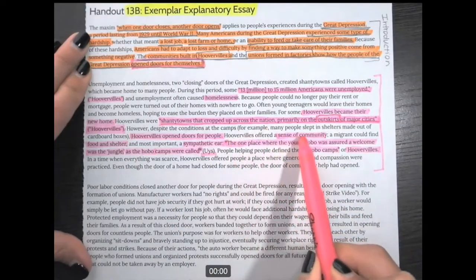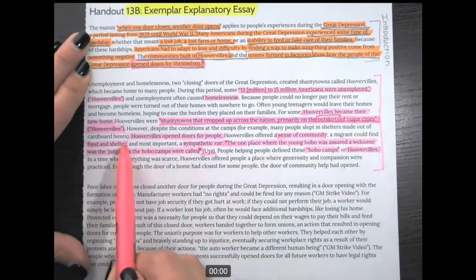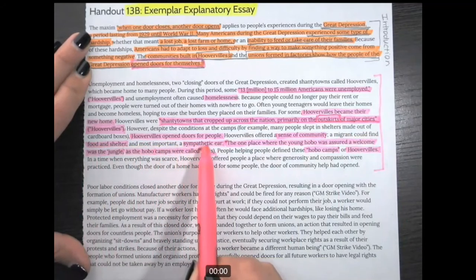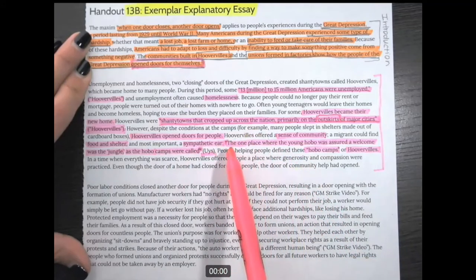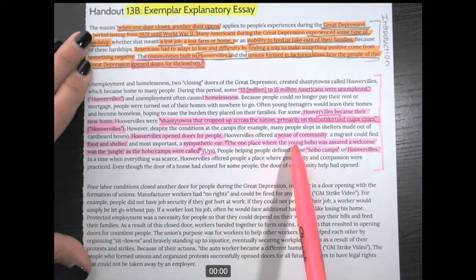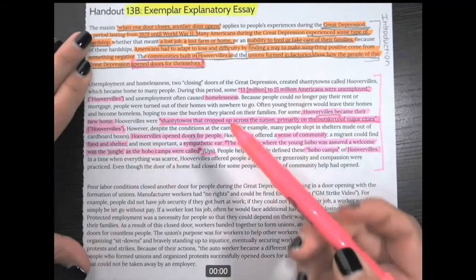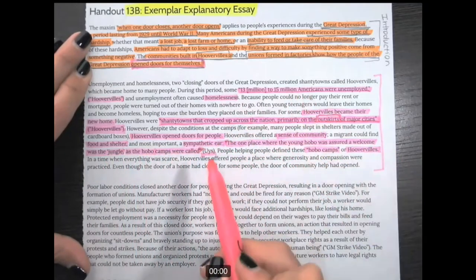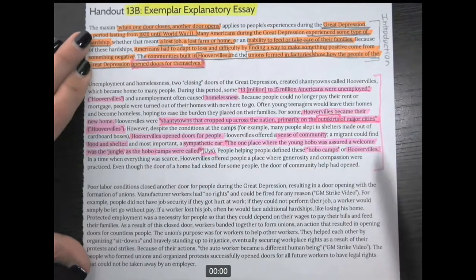Hoovervilles offered a sense of community. A migrant could find food and shelter, and most importantly, a sympathetic ear. Notice how my quotation is about to start, as we can see our quotation marks right there. The one place where the young hobo was assured a welcome was the jungle, as the hobo camps were called. Our ending quotation ends right here, plus we have our citation. Notice how we have the last name of an author in parentheses.